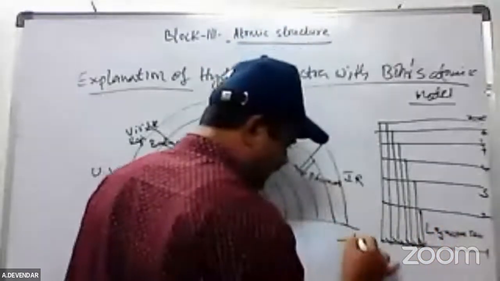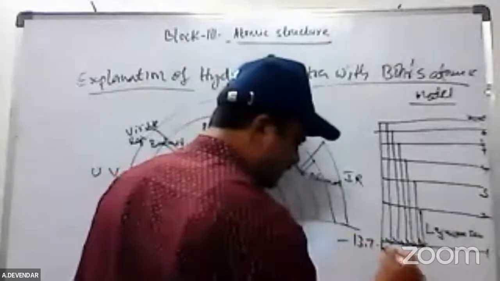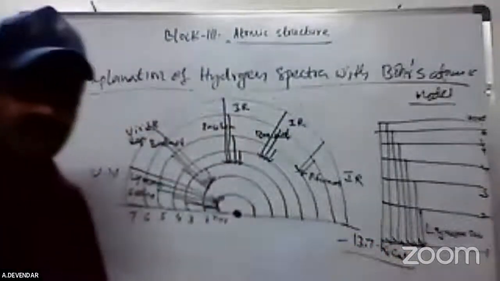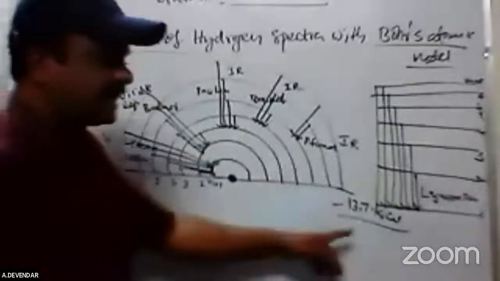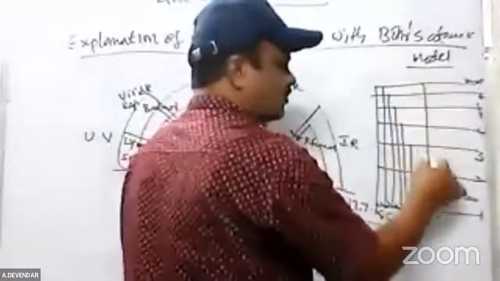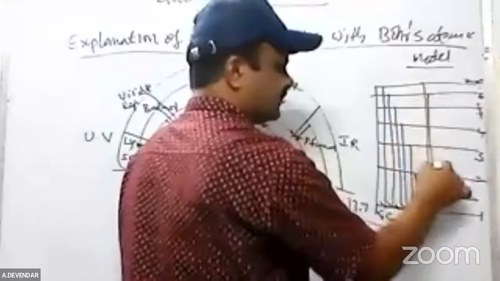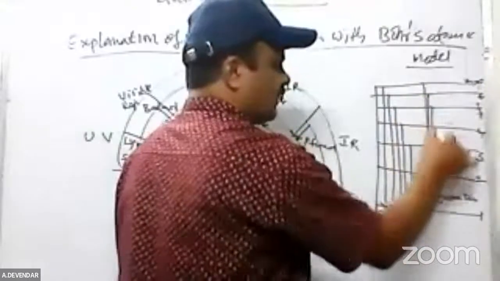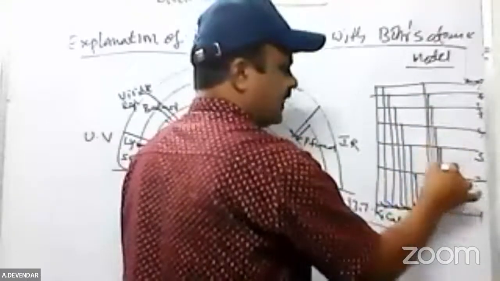The energy is minus 13.6 electron volts. This is the ground state energy level. From higher orbits to the second orbit, they fall like this. It is called Balmer.